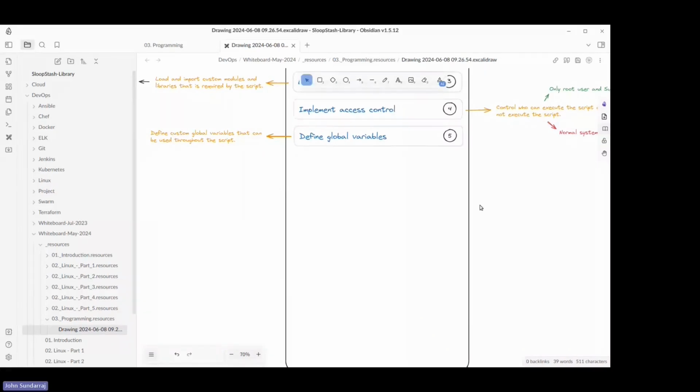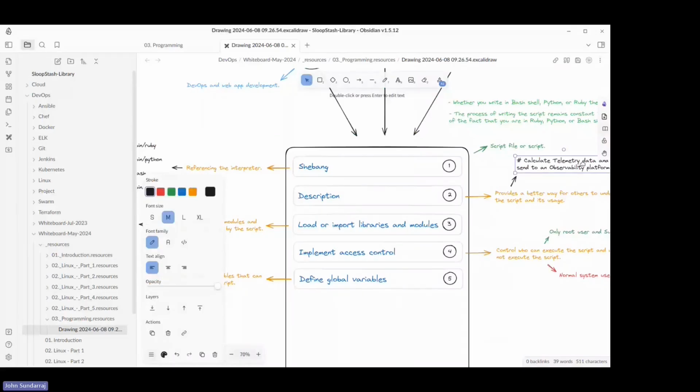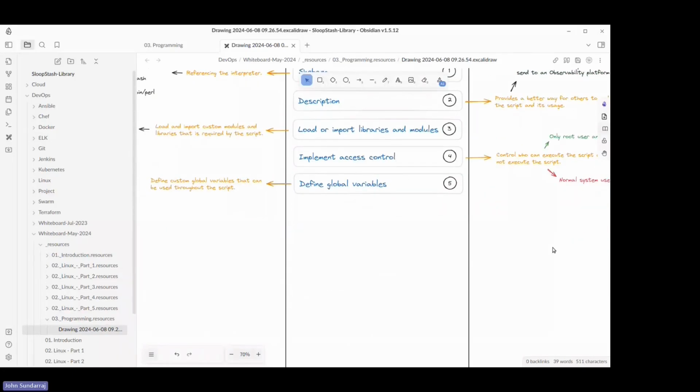So what is the script all about? I said the script is all about calculating telemetry data to send to an observability platform. We're not having an observability platform, but we're going to calculate the telemetry data. Now, what is the telemetry data? That is the use case we have taken. So what is that telemetry data? Very simple. That is the functionality of the script.